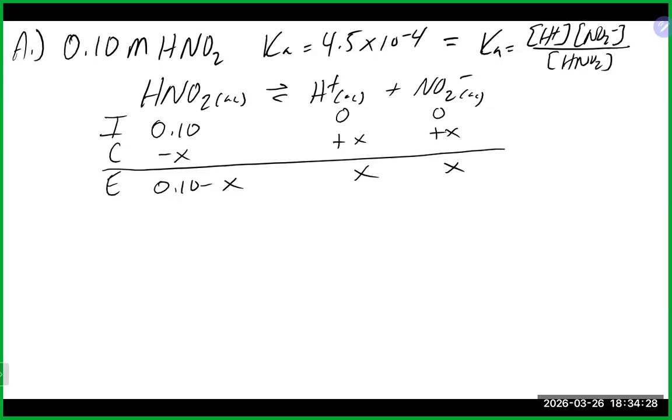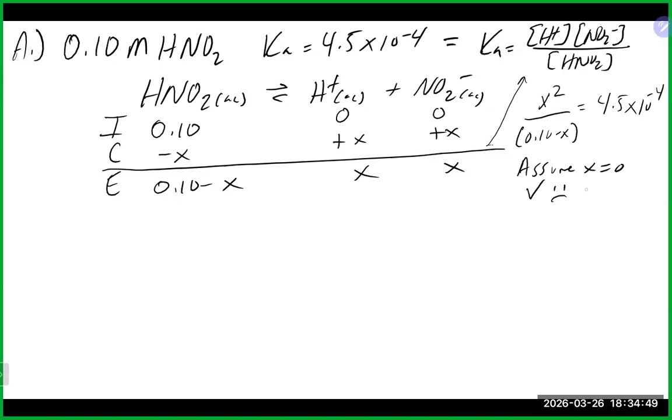Like normal, we're going to try to solve for x here. So we're going to pop our stuff into there. That's going to give us x squared divided by 0.1 minus x equals 4.5 times 10 to the minus 4. You can assume x is equal to 0, but because you are professionals, you know the check is bad, hopefully, because it's 6.7%, and that is over 5. So here we cannot do the assumption because it is over 5.